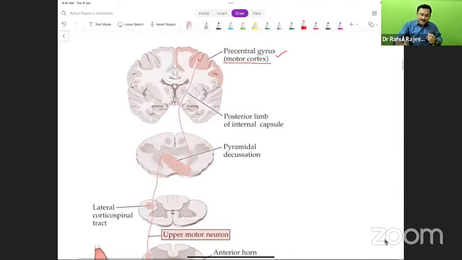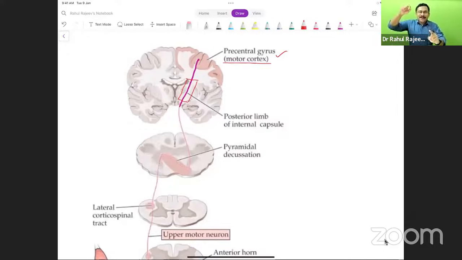And you are having descending pathways from the precentral gyrus. Can you see them coming down? So this comes down and goes through an important area. Who is going to tell me the name of this important area through which the descending motor pathway goes? This is the internal capsule.